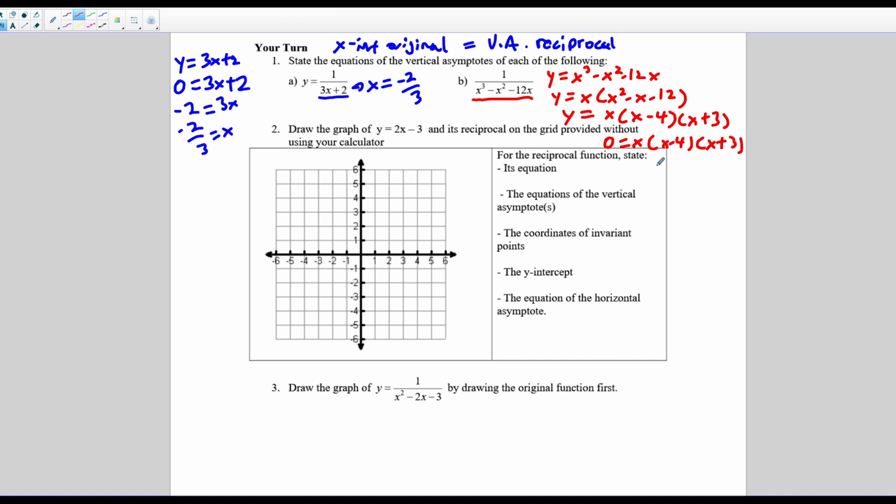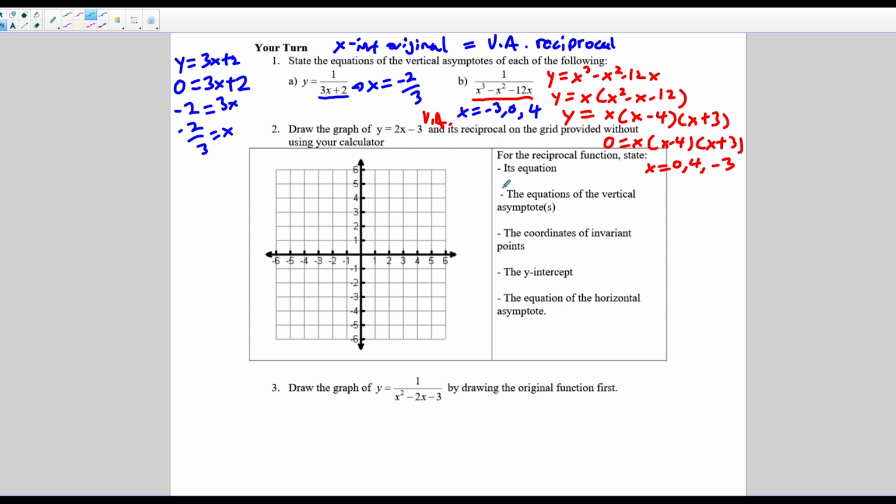And from here, we know that we have 3 x-intercepts: x is equal to 0, positive 4, and negative 3. So that means that our vertical asymptotes will occur at x is equal to negative 3, 0, and positive 4.